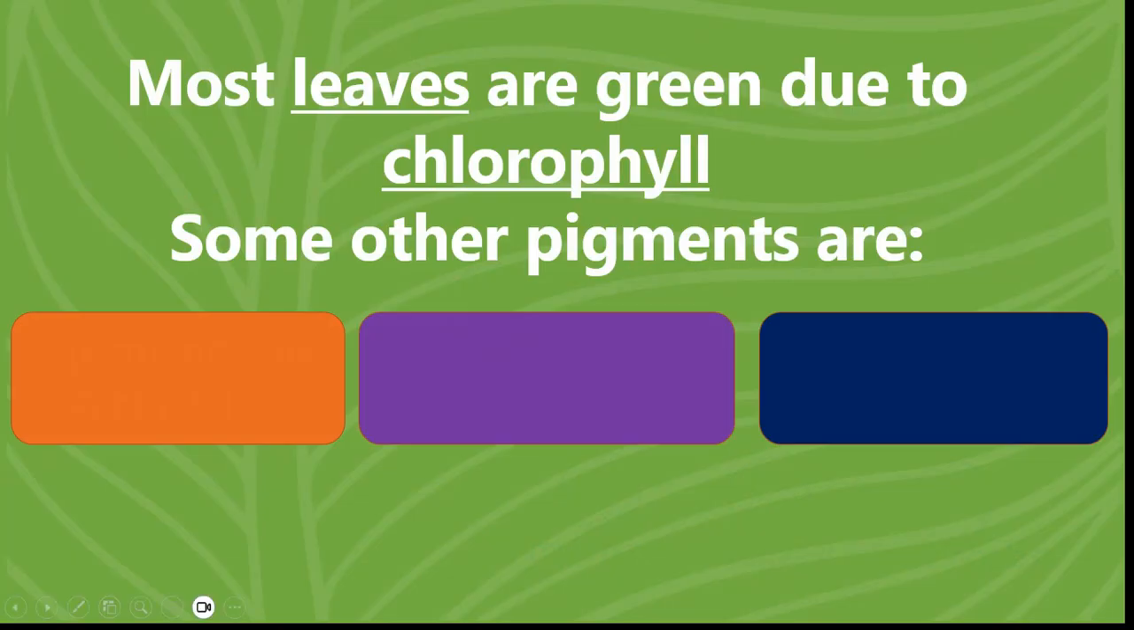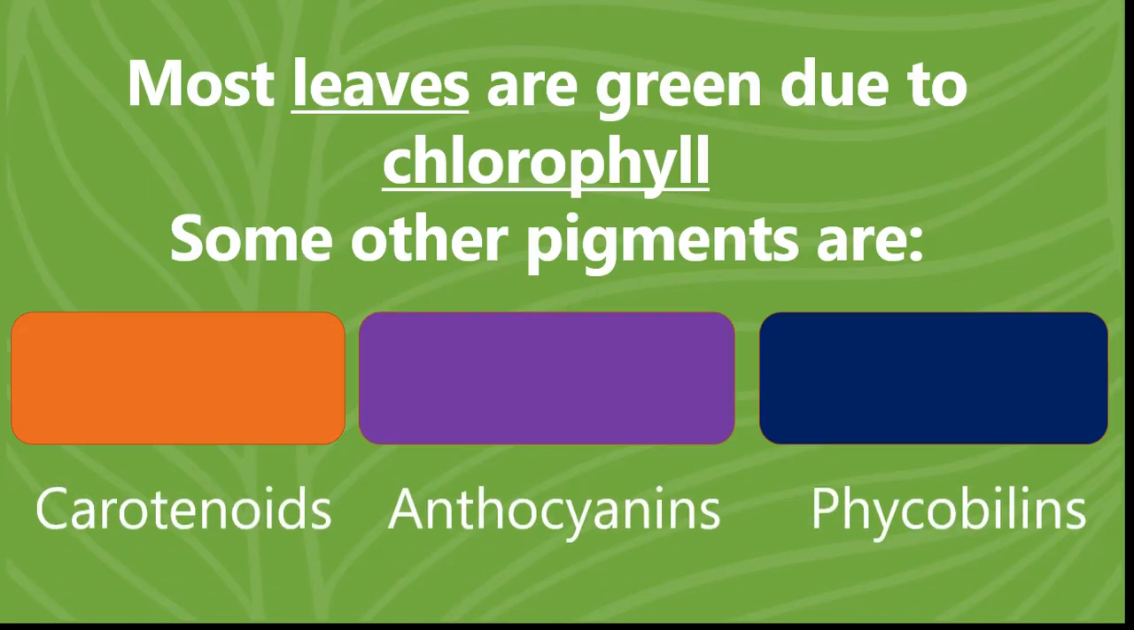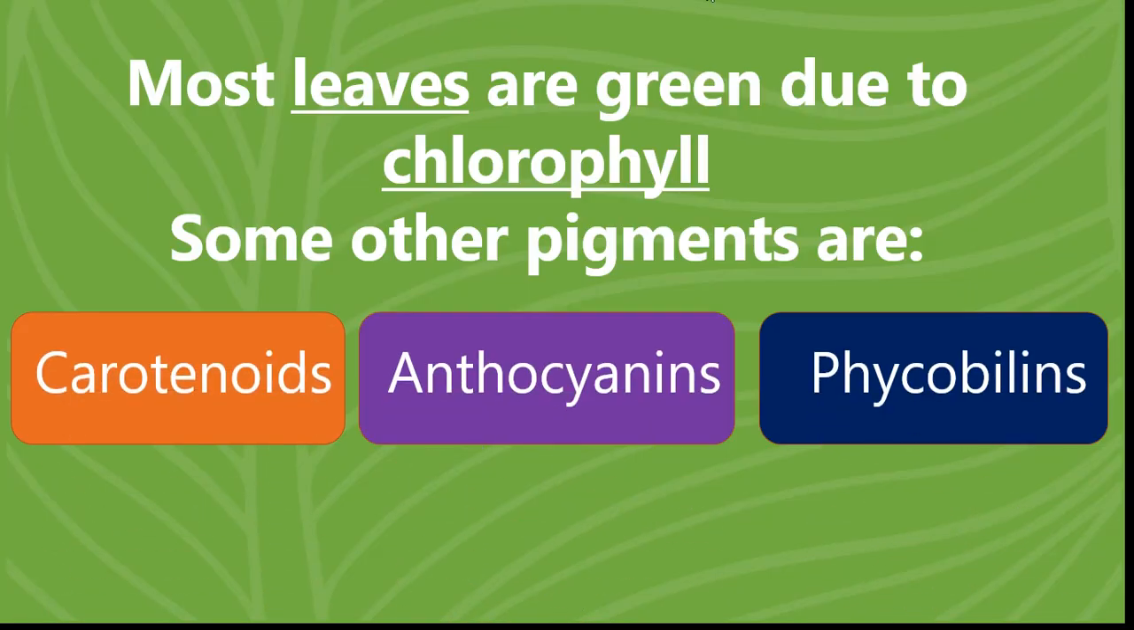So most leaves are green due to chlorophyll, all right? I'm going to tell you all leaves are green, but most leaves look green. Some of them look a different color because they might have these other pigments. The other pigments are called carotenoids, those are the oranges. Anthocyanins, those are the purples. And the phycobilins, those are the blues.